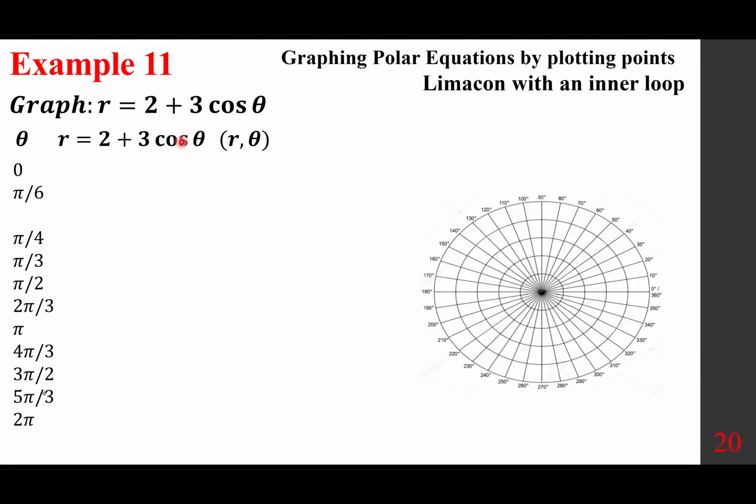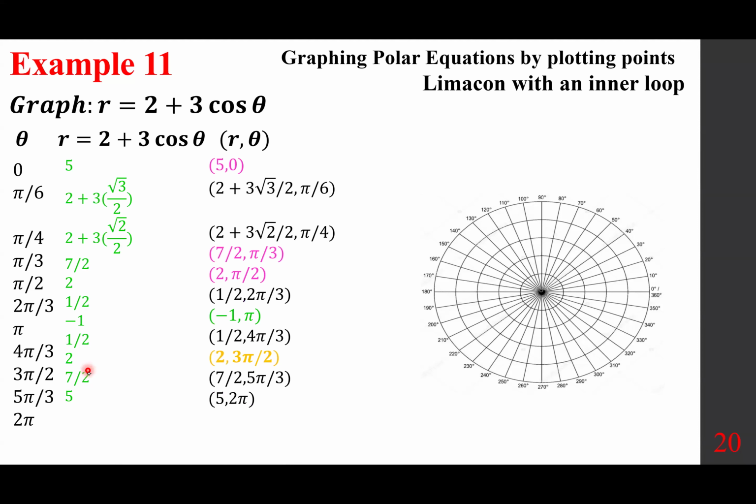5 pi over 3 is the same as pi over 3, and it is positive because in the fourth quadrant cosine is positive, so it gives you positive 1/2. Times 3 is 3/2, and 2 makes it 7/2. And 2 pi gives you, just like 0, 5. So the order, this has to come down a little bit, and you get this one.